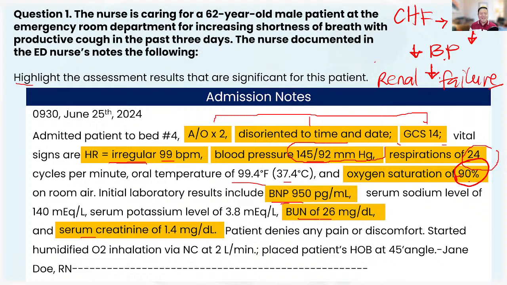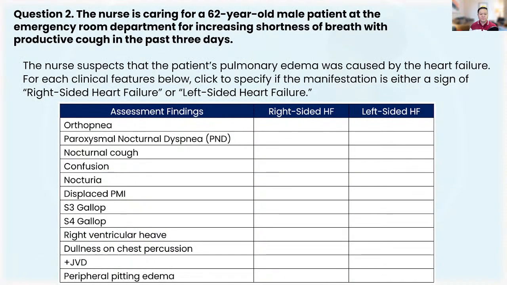All right. Now, let's move on to the next question, guys. Number 2. The nurse is caring for a 62-year-old male patient at the emergency room department for increasing shortness of breath with productive cough in the past 3 days. The nurse suspects that the patient's pulmonary edema was caused by the heart failure. For each clinical feature below, click to specify if the manifestation is either a sign of right-sided heart failure or left-sided heart failure. Okay, so that is your task.